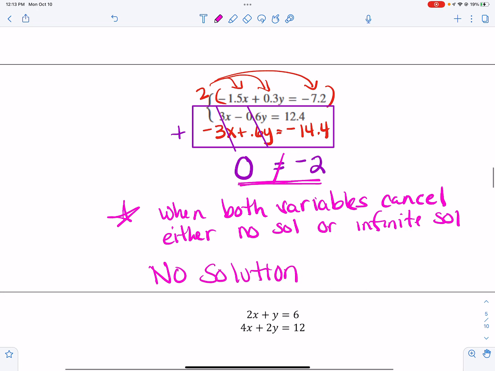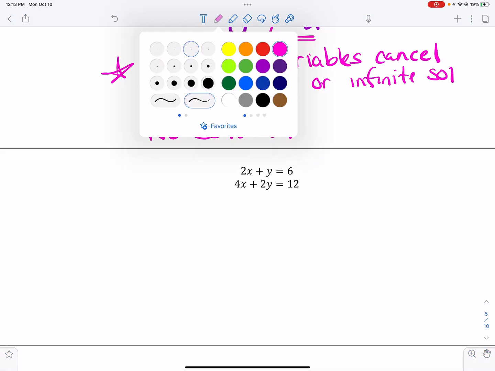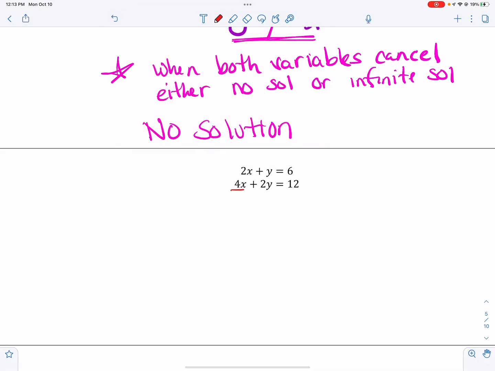So that's the thing to look out for: when variables cancel completely out, you know that you've got something that's going to be a little bit tricky, okay? So in this one, again, some of my students in the class noticed that you could simplify by dividing everything in this bottom equation by -2. And so that's going to give you -2x minus y is equal to -6. And then on the top equation, you have +2x, positive y, and +6.